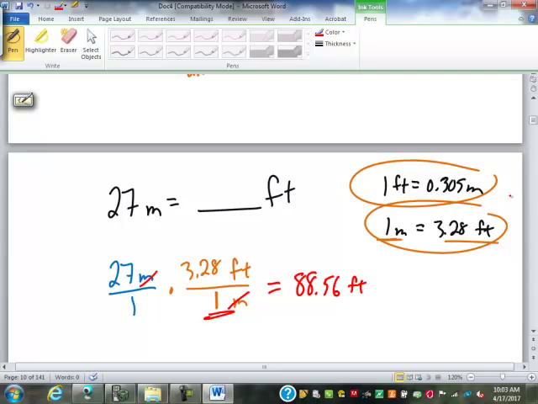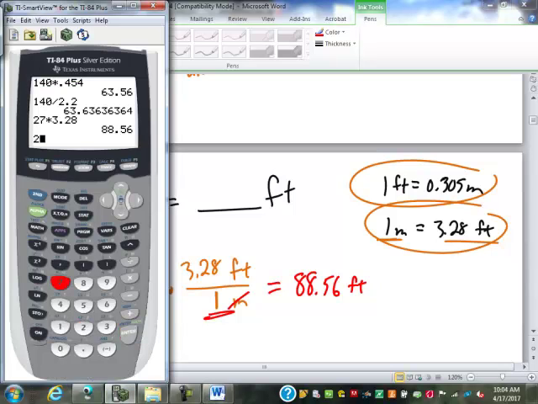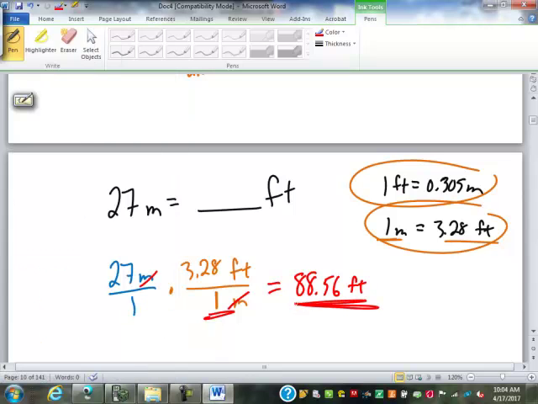Again, the other way would not be wrong. 27 divided by 0.305. It's just going to give us 88.52. I believe my math lab might accept that one because it's close enough within the round-offs, but it might not. So my math lab is looking for this answer, the one that puts a 1 in the denominator of my conversion factor. So be aware of that.